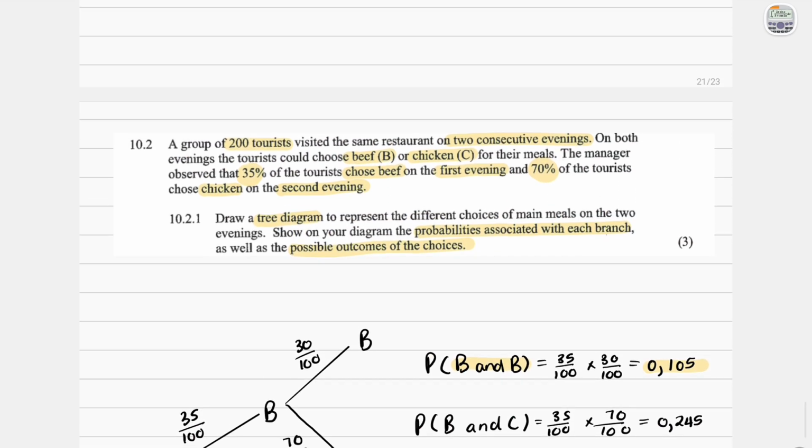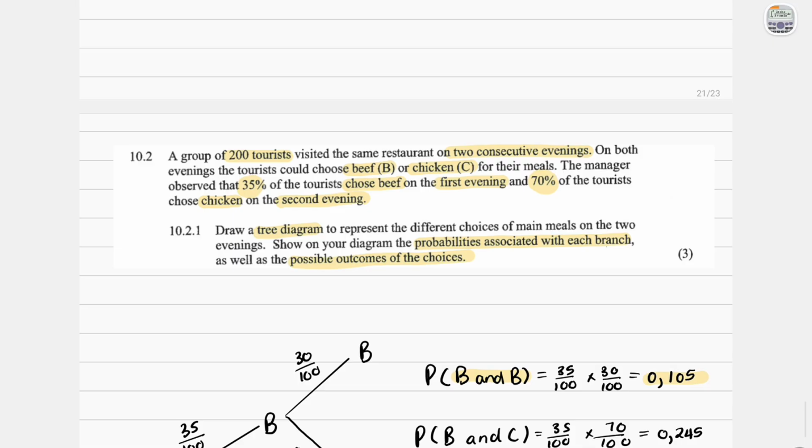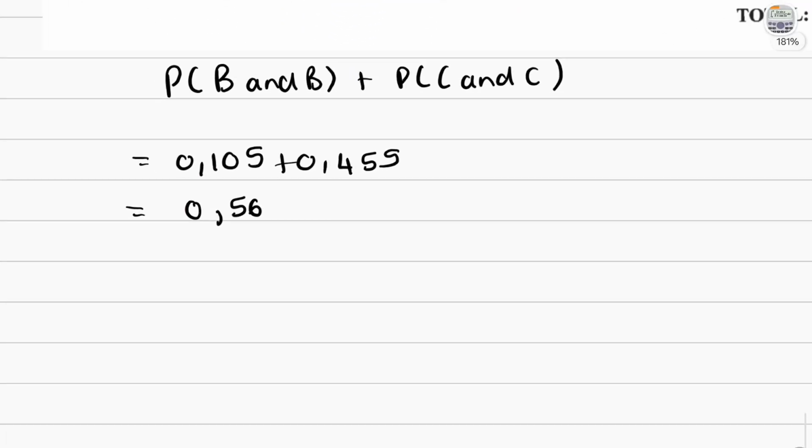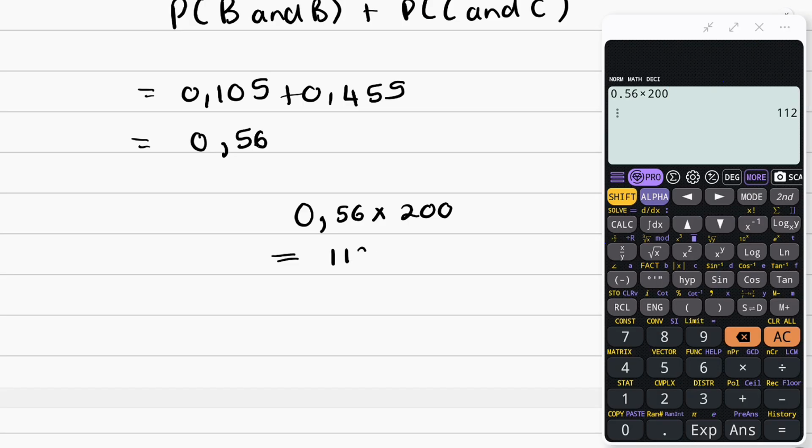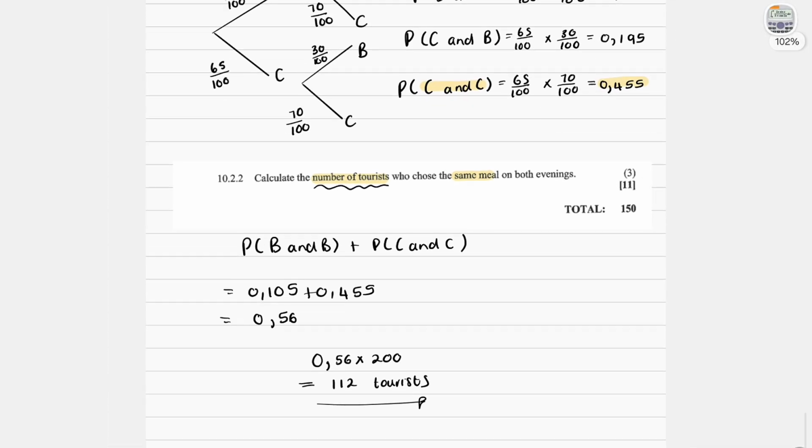So to find out how many tourists are in this category, you need to find out how many tourists there are in total in the survey. So there are 200 tourists. So to find out the total number of tourists in this category, we'll say 0.56 times 200. Okay, what is 56% of 200? And you see that? That is 112 tourists. So that is our answer. And that is it for question 10.